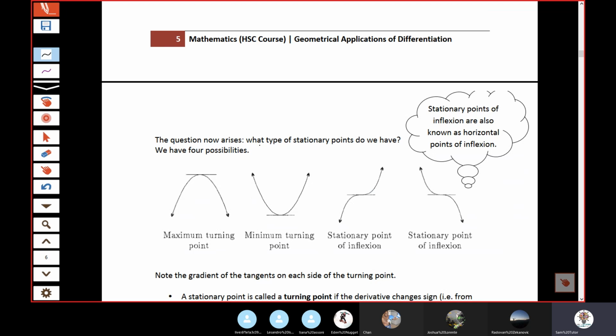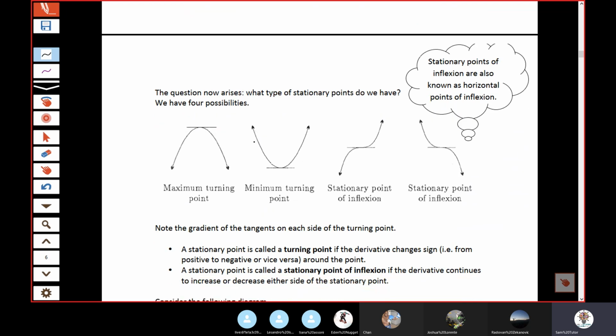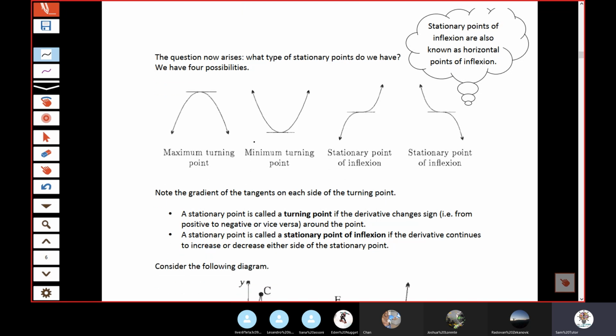Easy. The question now arises, what type of stationary points do we have? We actually don't have 2 possibilities, we have 4 possibilities: maximum, minimum, and horizontal points of inflection, depending on which way they're shaped. All of these guys call it stationary points of inflection, but I call it horizontal points of inflection. Why? Because they're both horizontal, which means they're flat, and they're also points of inflection, so they're moving from a sad to a happy. See? Okay.